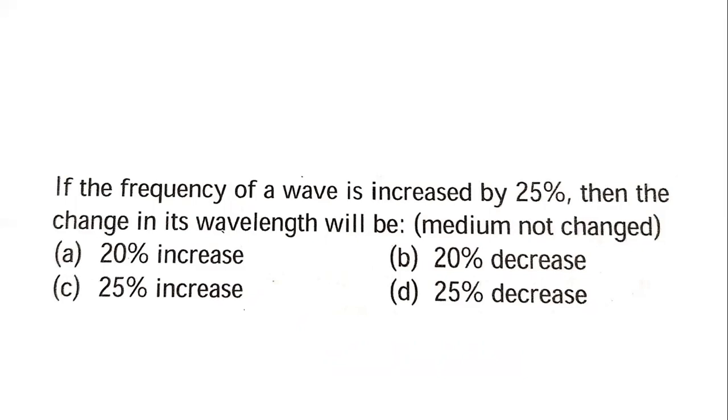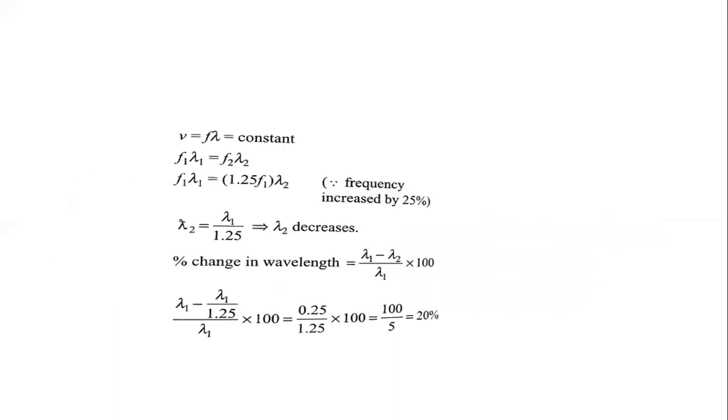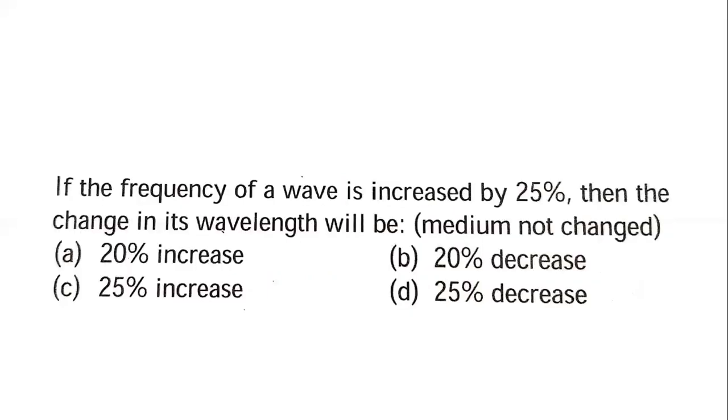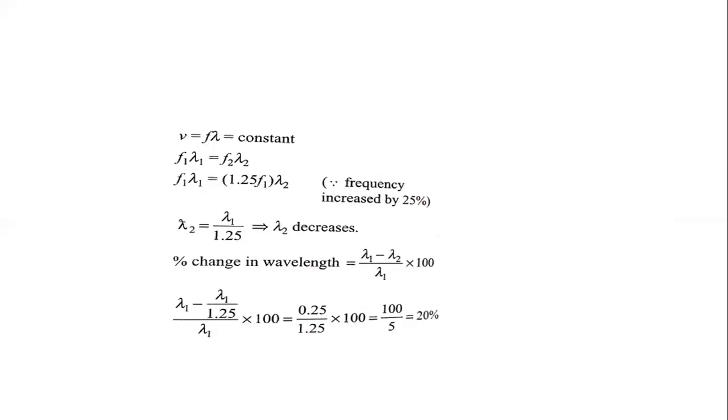So we have to just use the relationship between wave velocity, wavelength, and the frequency in this particular connection. Now let us see. V is equal to f lambda, which is constant. Why is it constant? Because the information is given. Just go back to that question and see. Medium is not changed. When the medium is not changed, velocity remains constant. That is, V equals f lambda remains constant. Therefore, I can write f1 lambda 1 equals f2 lambda 2.